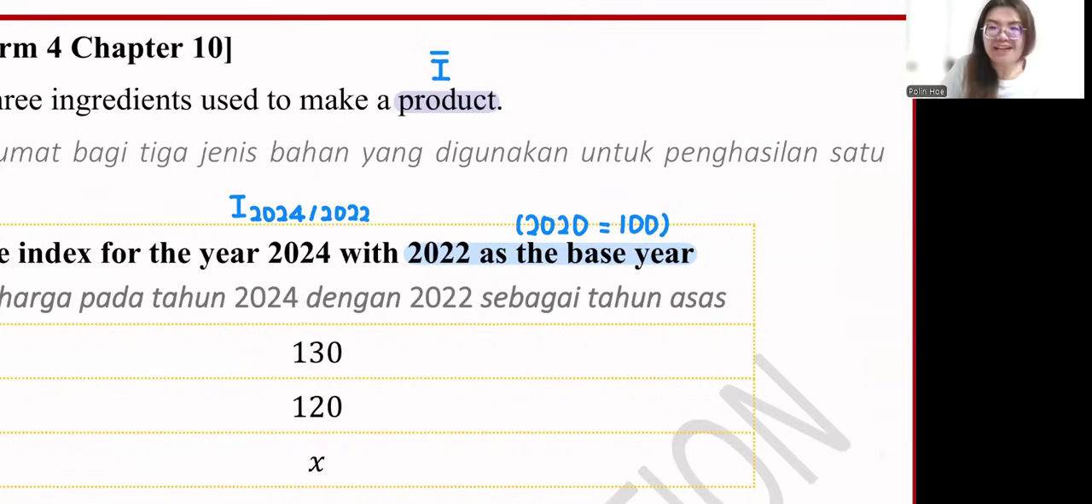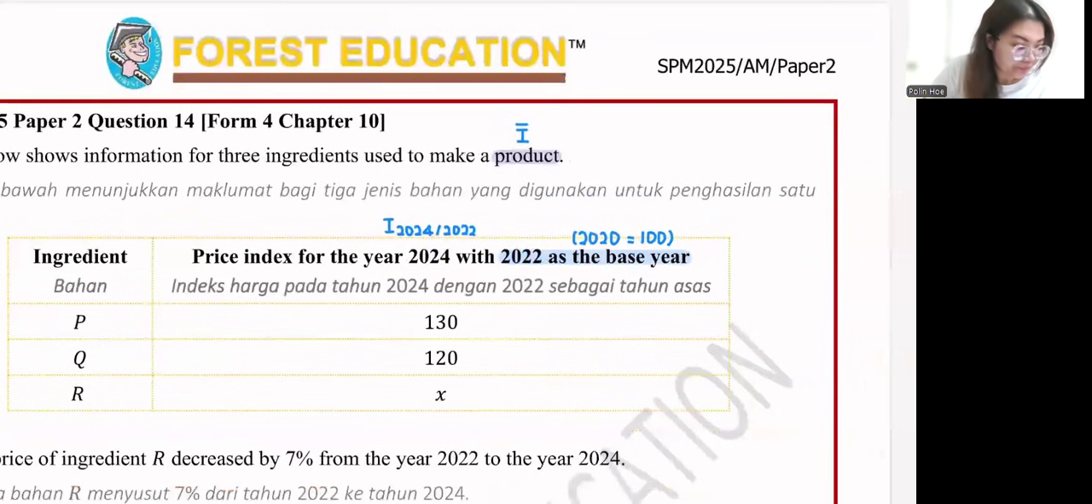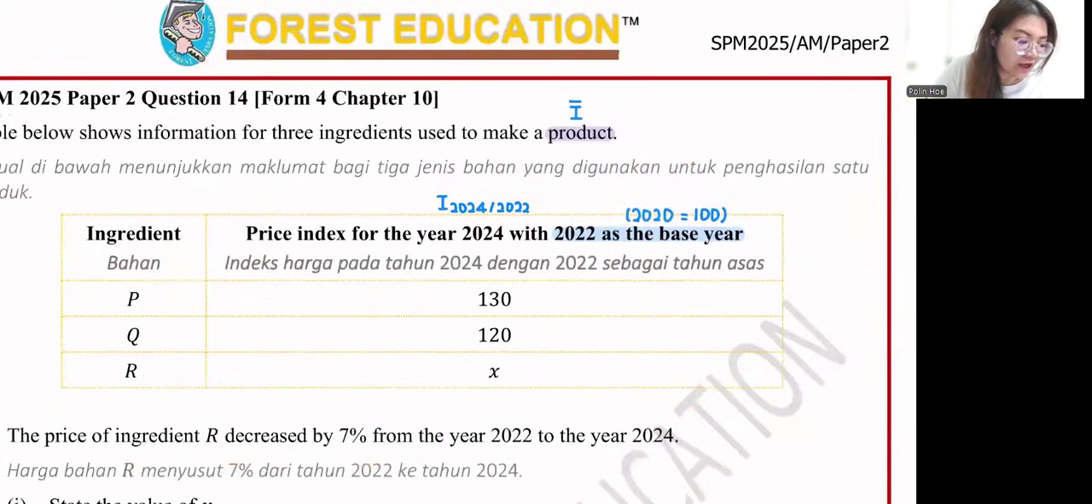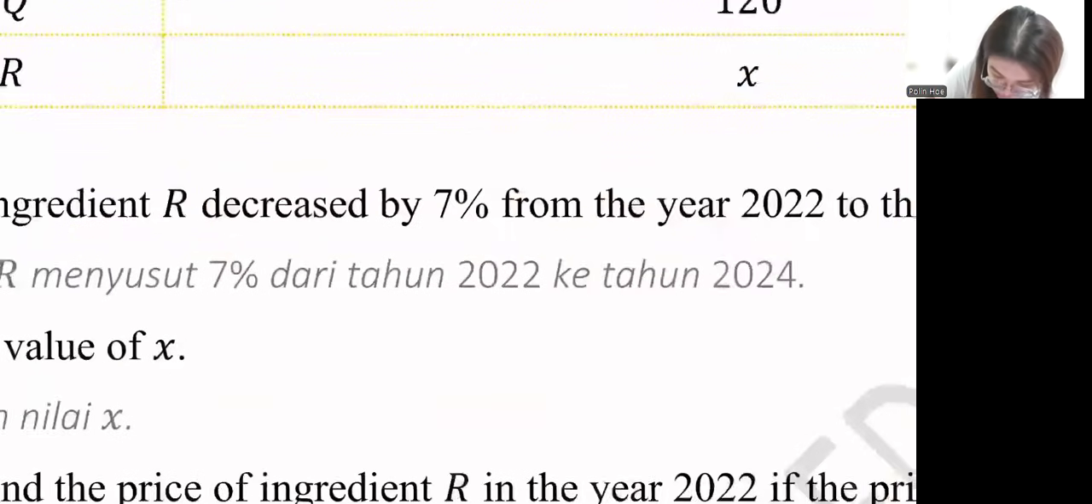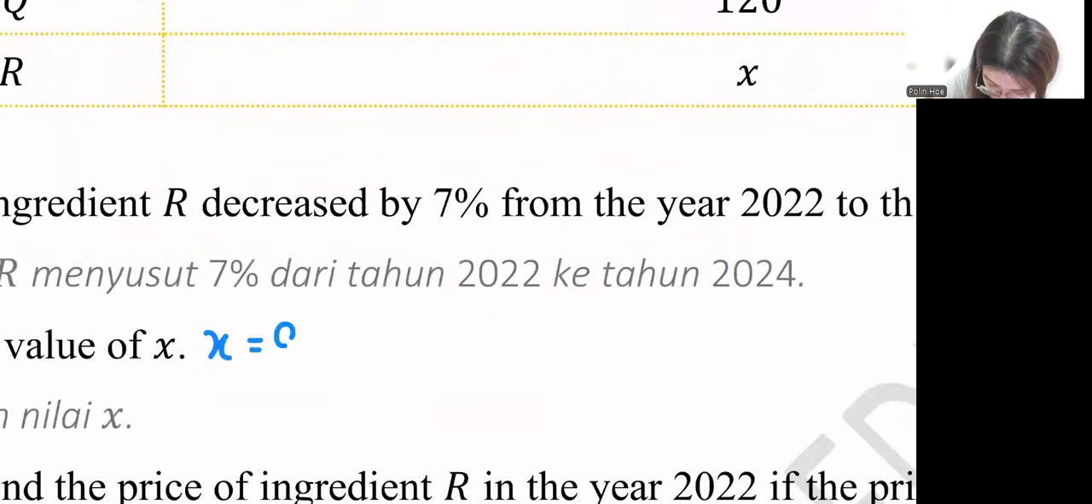The question, part A. The price of ingredient R decreased by 7%. From 100%, minus 7%, what you have? 93. Can you write percentage? You see, 这边有 percentage 吗？不。So, x is equals to 93. Habis. 1 mark. 1分.